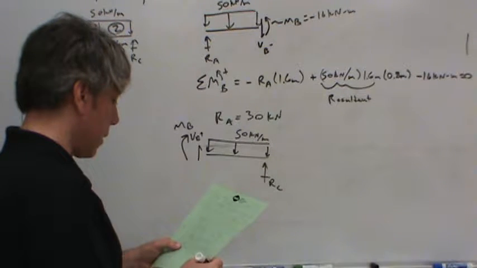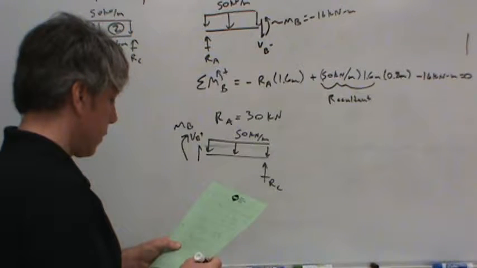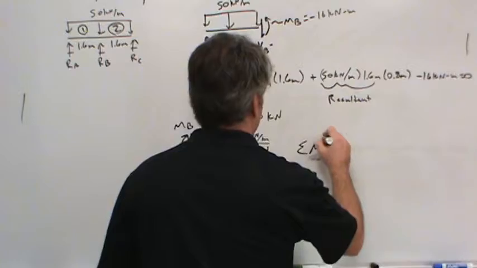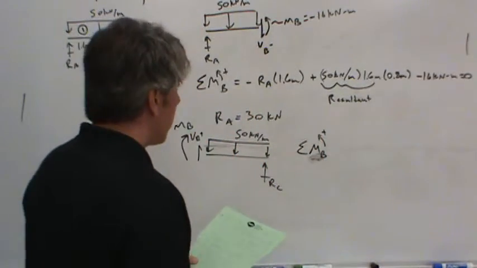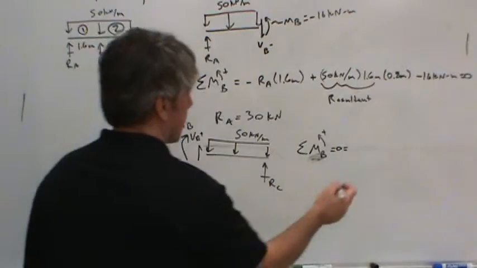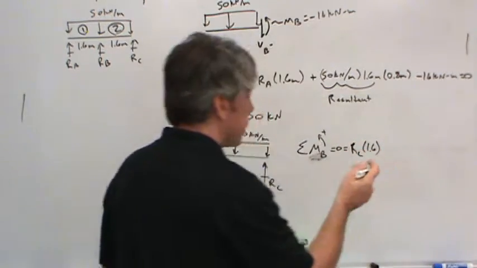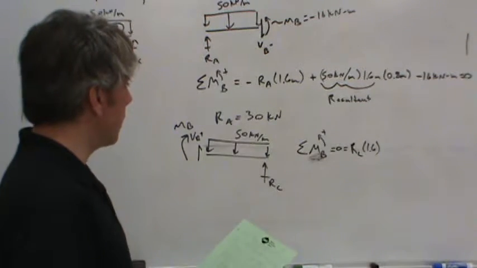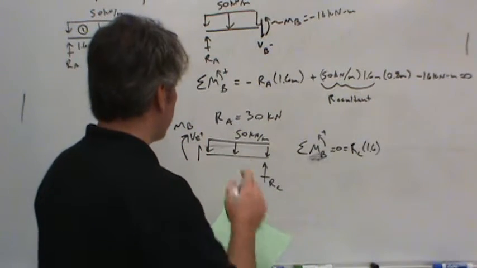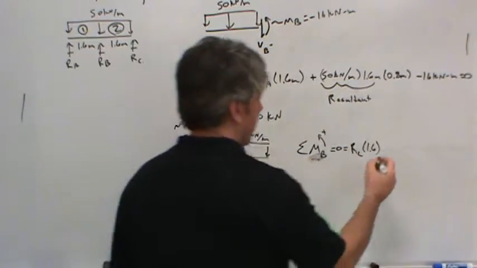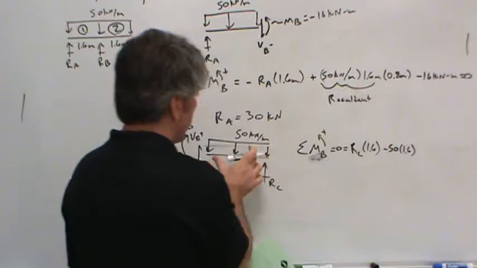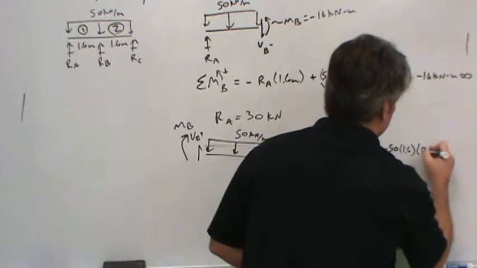Hang on just a second, let me think. So let's sum moments about B, taking counterclockwise to be positive. That sum should come out to 0. I'm going to run out of space here. We're going to have the reaction at C multiplied by 1.6 meters. Let me drop the units, that'll save me some space. We know it will come out in kilonewtons. So, counterclockwise positive, RC. Yeah, that works. And the distributed load is going to cause a clockwise moment, so minus 50 kilonewtons per meter multiplied by 1.6 meters gives me the total resultant load, multiplied by 0.8 meters.